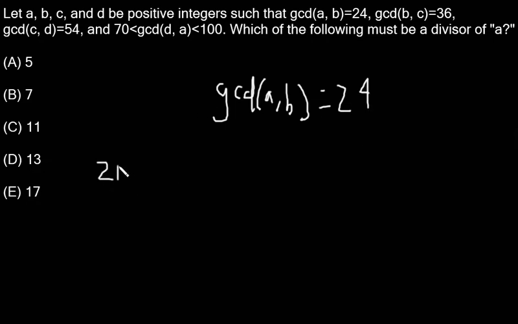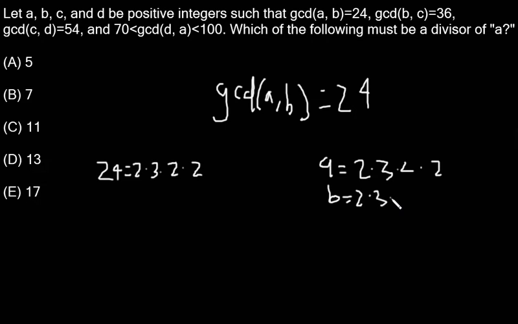Alright, so we have 24 is equal to 2 times 3 times 2 times 2, alright? So that means we know A must be at least 2 times 3 times 2 times 2, and B also must be at least 2 times 3 times 2 times 2, alright? Alright, and so if we have the GCD of B and C, so it says GCD of B and C is equal to 36, alright?